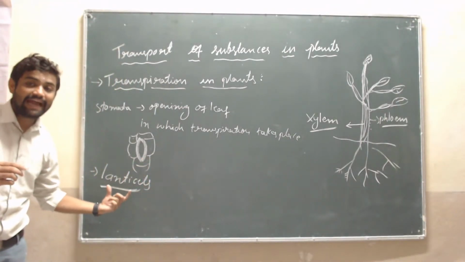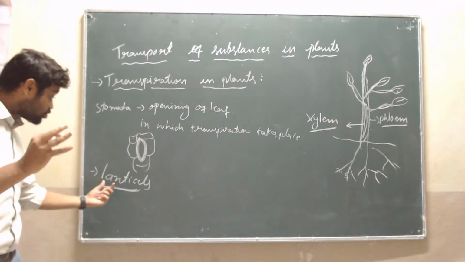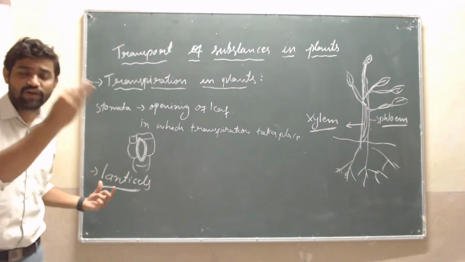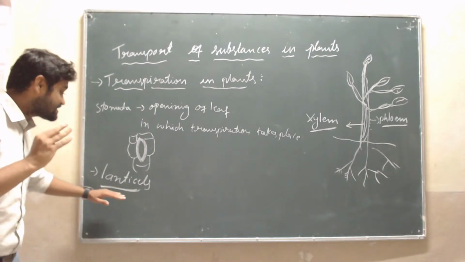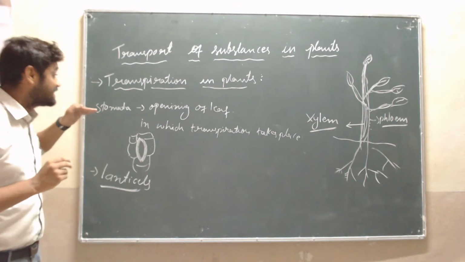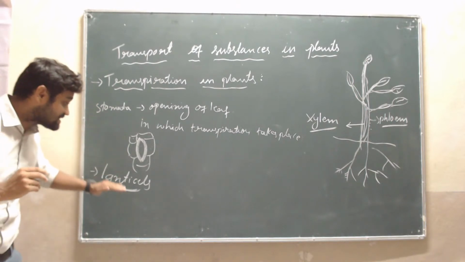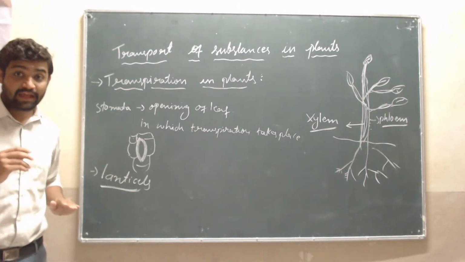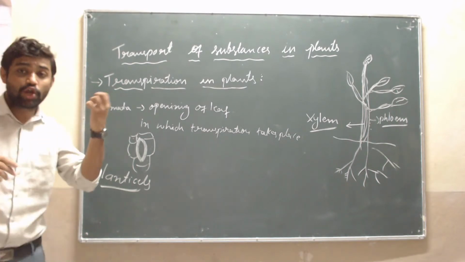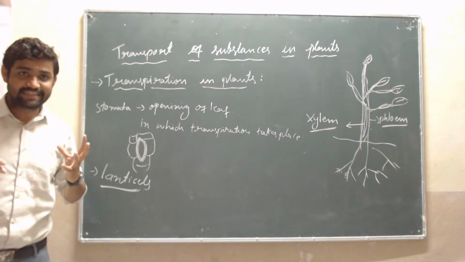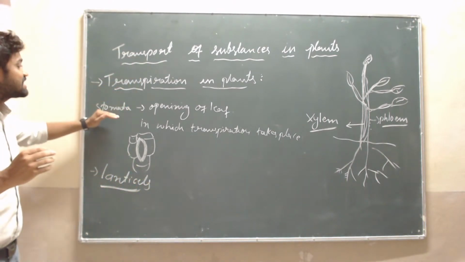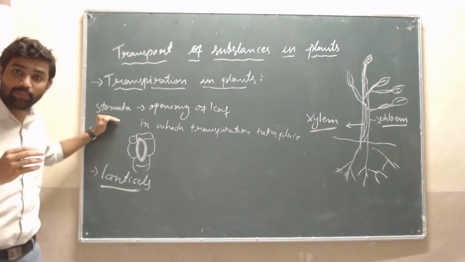Through lenticels, the water is lost in the form of vapor only, and that is also called transpiration. And transpiration takes place in the stomata as well as lenticels. Are you getting my point? Transpiration is nothing but a loss of water, isn't it? That is a loss of water. That transpiration takes place in the stomata.